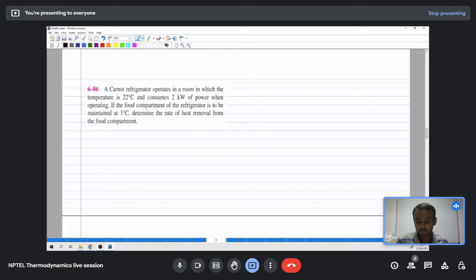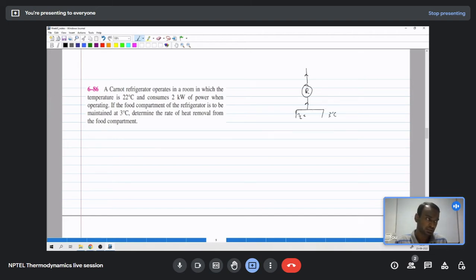Moving on to the next problem, we have a Carnot refrigerator which operates in a room in which the temperature is 22 degrees Celsius and consumes 2 kilowatt of power when operating. If the food compartment in the refrigerator is to be maintained at 3 degrees Celsius, determine the rate of heat removal from the food compartment. So we have a refrigerator which has a low temperature reservoir of 3 degrees Celsius.